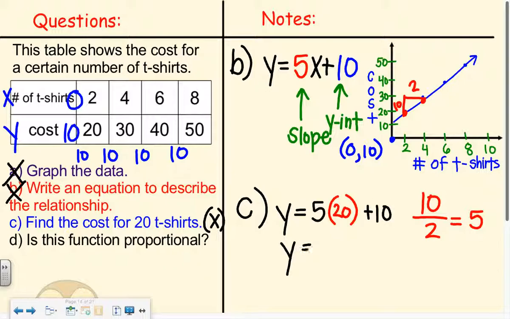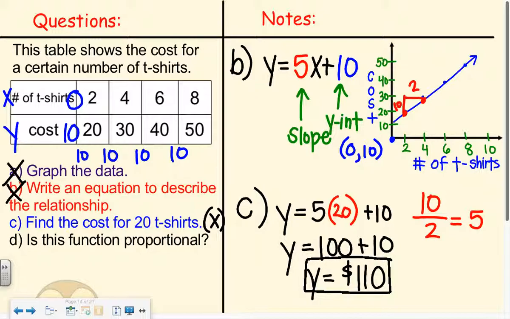Well, 5 times 20 is 100. 100 plus 10 is $110. So it costs $110 to get 20 t-shirts made.